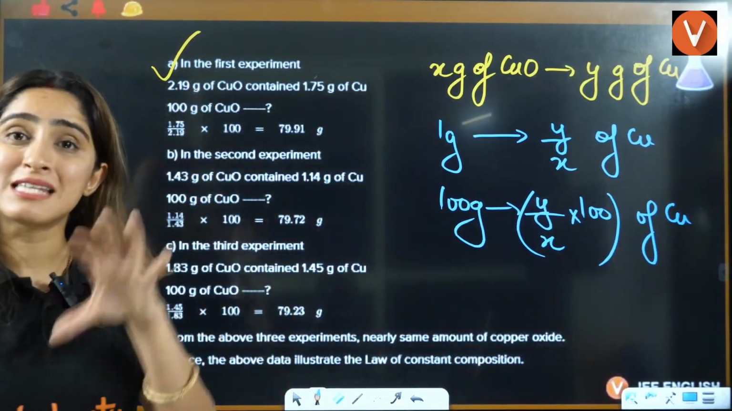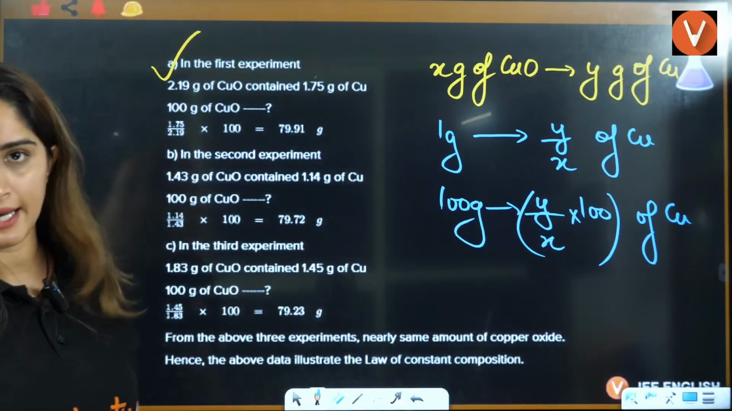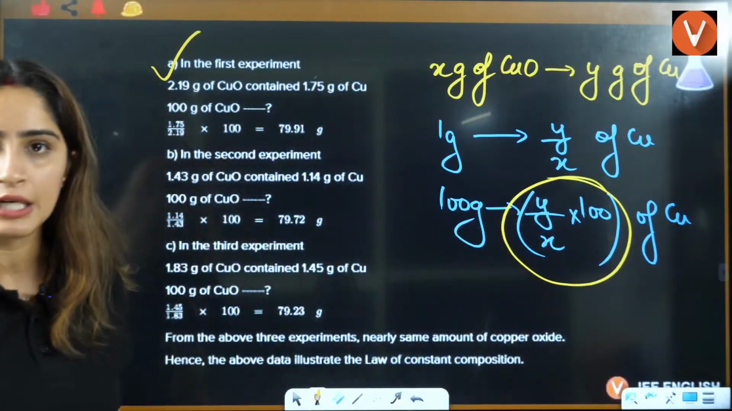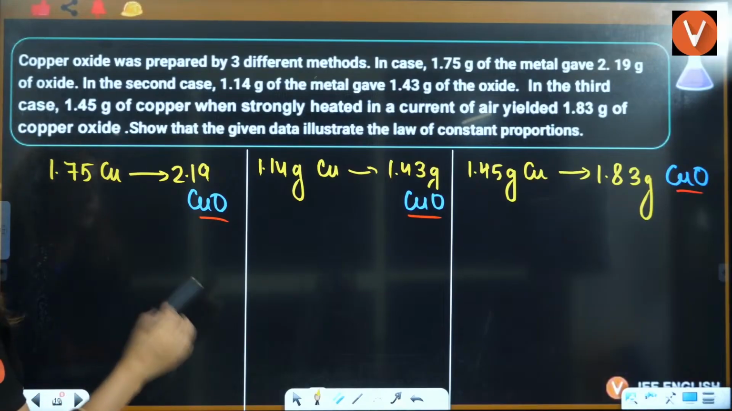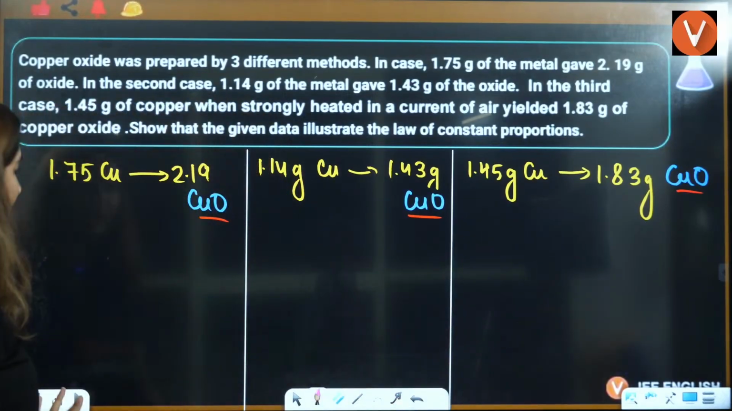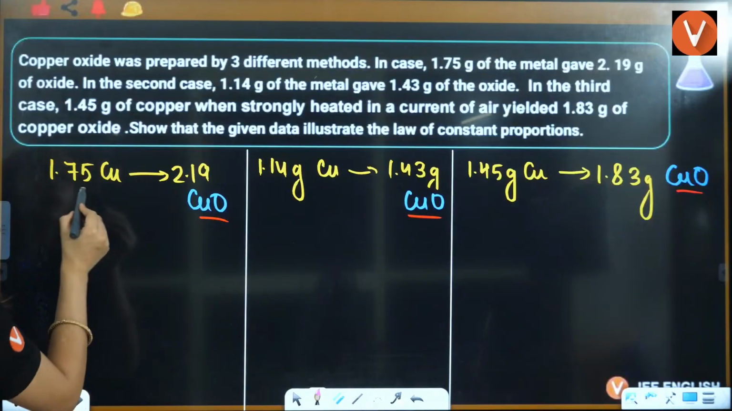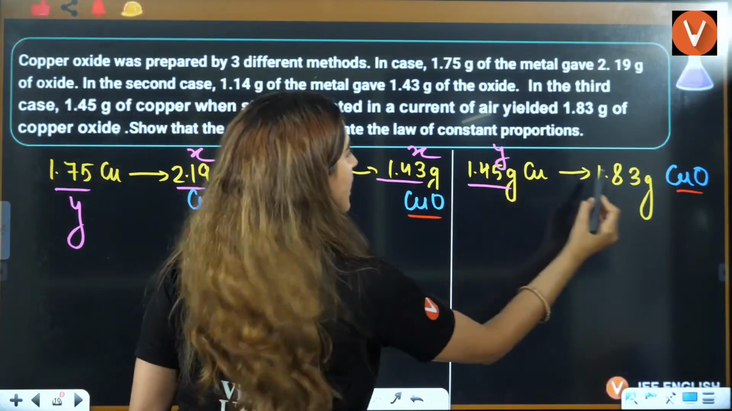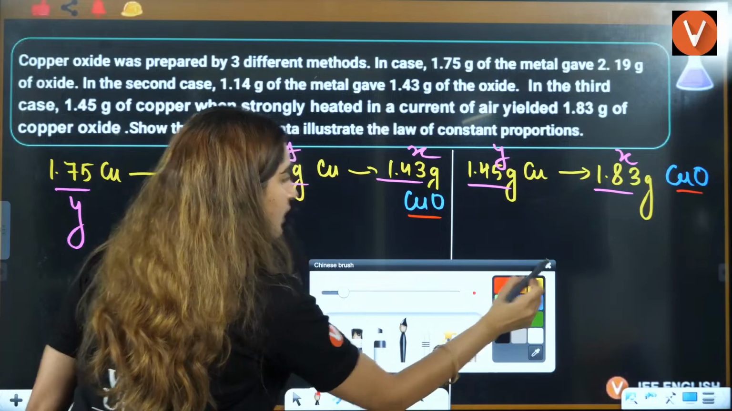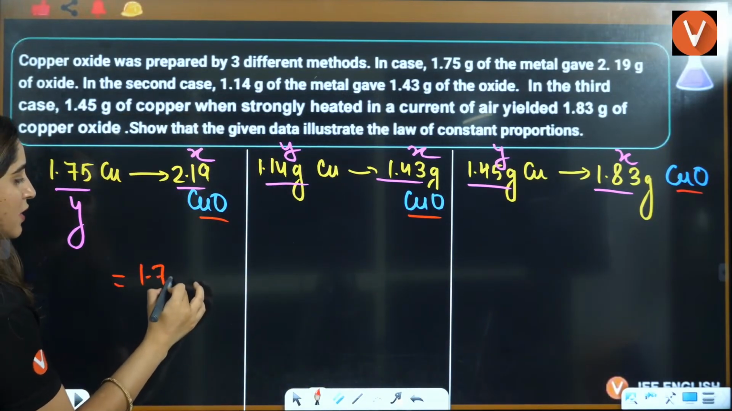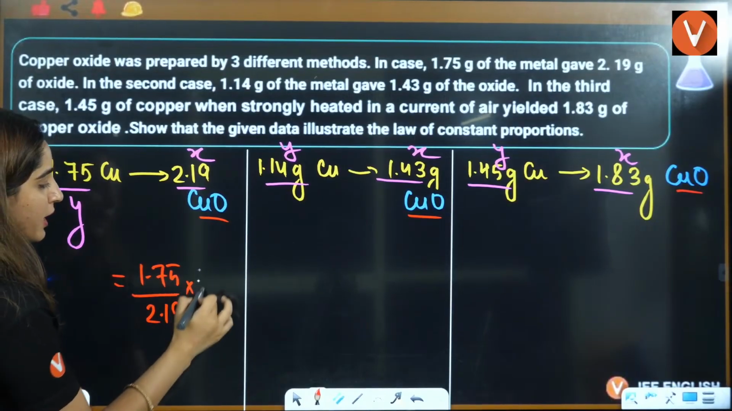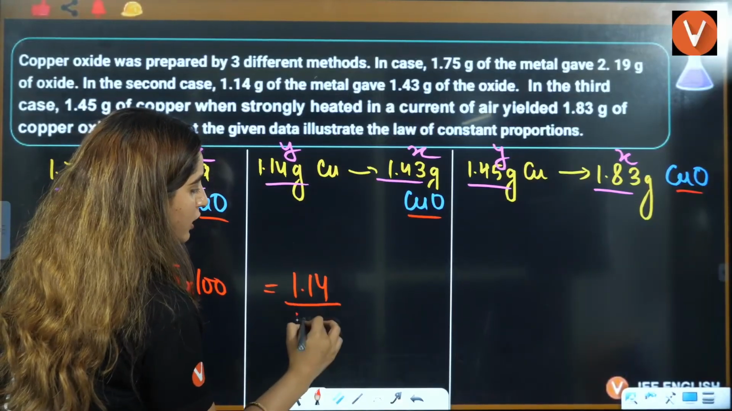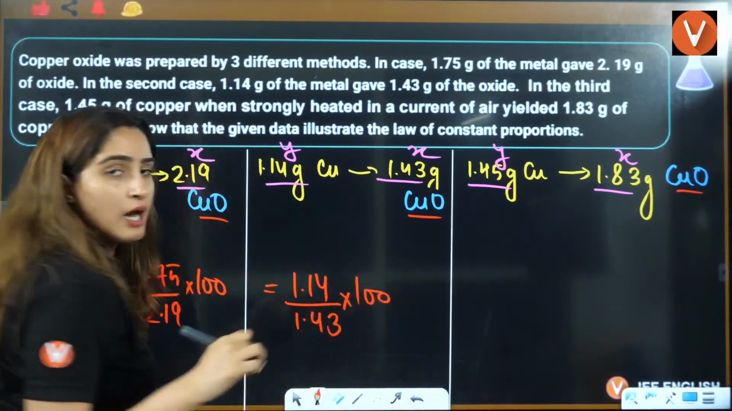Now, if it is giving the same amount of copper, then the answer will be correct, right? So the formula you need to apply is y by x into 100. So I'll apply this here. What was y? Y we have taken as copper, and this is x. So here it is going to be y by x: 1.75 divided by 2.19 multiplied by 100. This is going to be 1.14 divided by 1.43 multiplied by 100, right?